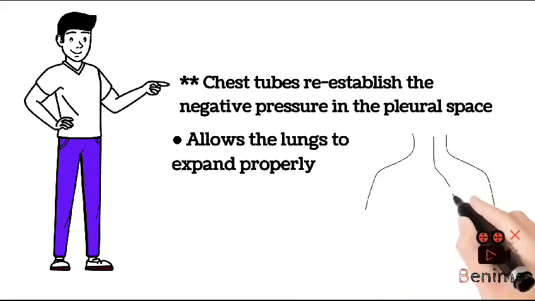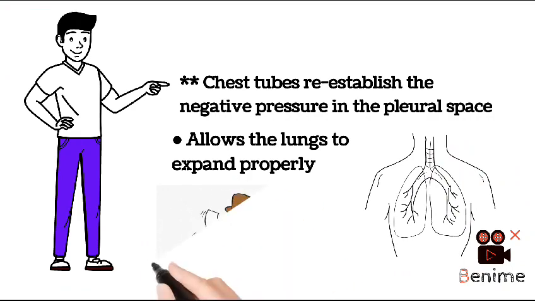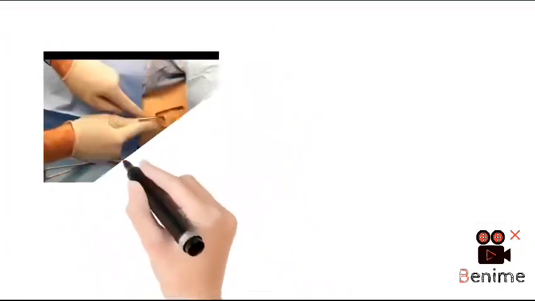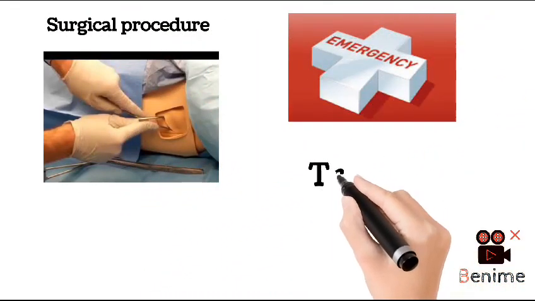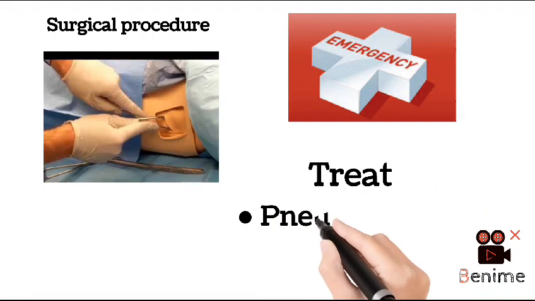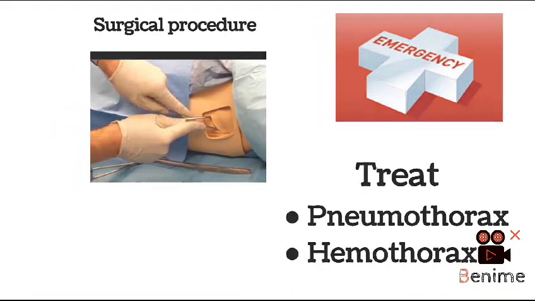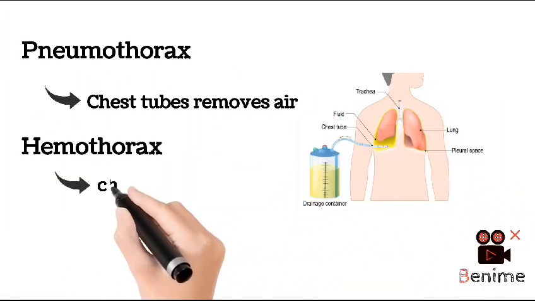Chest tubes are used to restore normal pressure and remove abnormal substances from the pleural space, allowing the lungs to expand properly. They help to re-establish negative pressure, which is necessary for proper lung function. They are typically inserted during surgical procedures or in emergency situations to treat conditions such as pneumothorax, collapsed lung, hemothorax, blood in the pleural space.